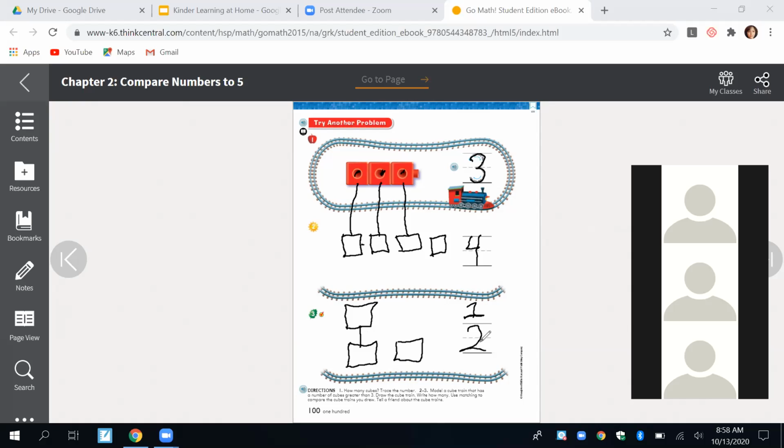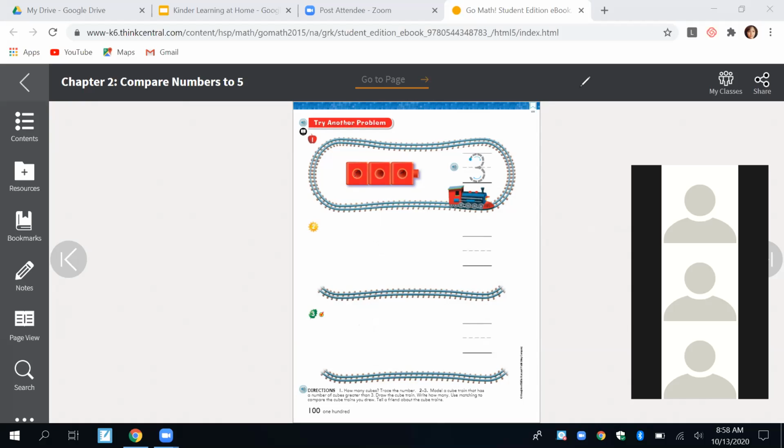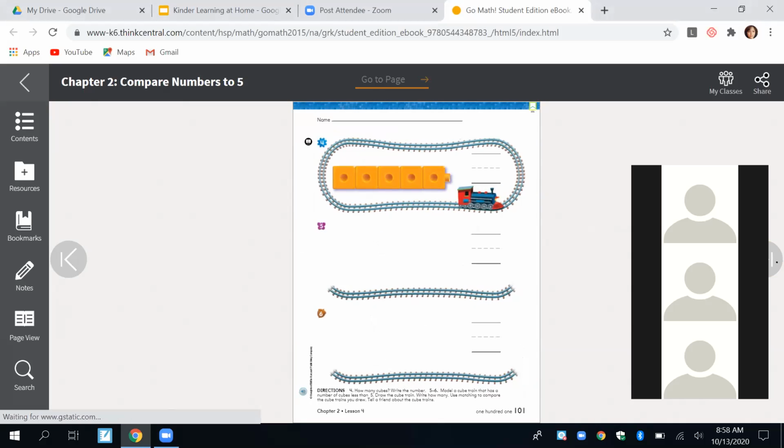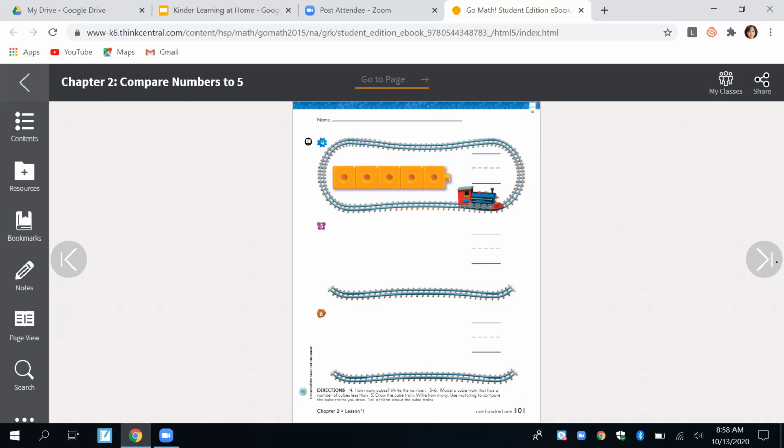We are going to work on another 2 pages, okay? Turn your page. Here's more practice and work. Number 4. How many cubes are there? I'm going to ask Desmond, how many cubes are there?